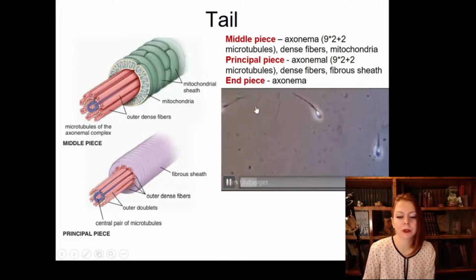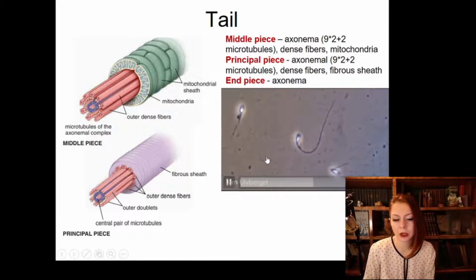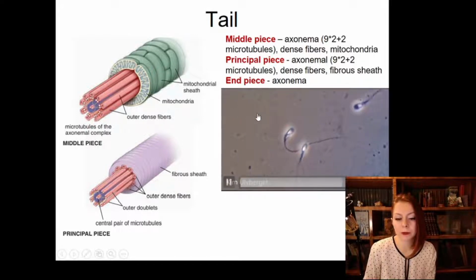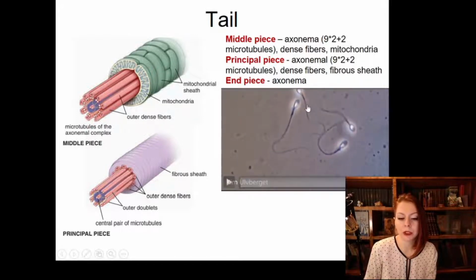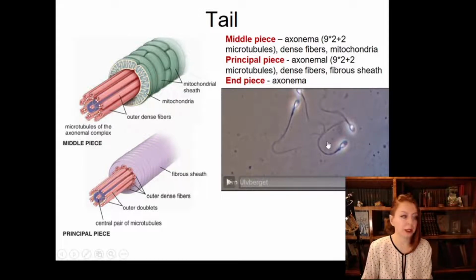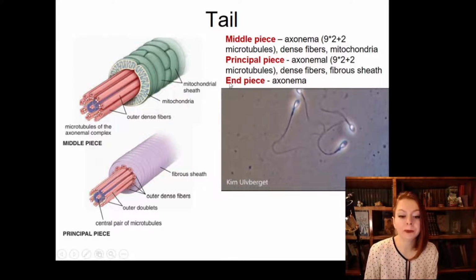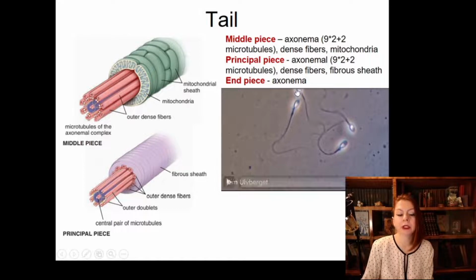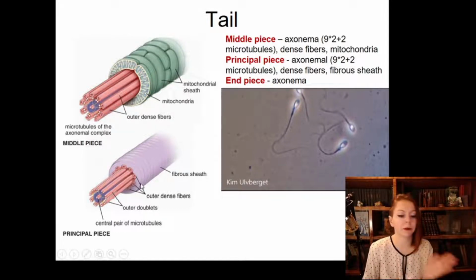Let's look at this video. As you can see here, this is a very slow one, but here is the normal spermatozoon, and you can see the manner in which the tail beats. The end piece contains only the axonema, so the fibrous ribs and coarse fibers are absent there. So the end piece is the thinnest.